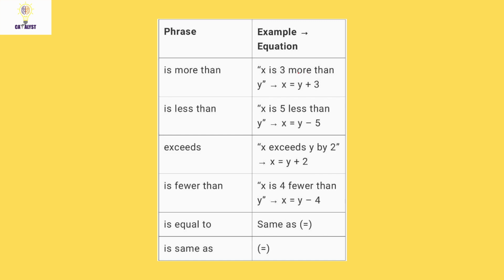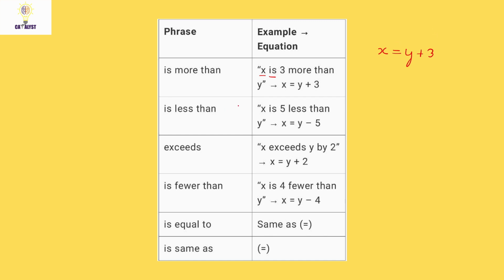It's very simple. X is. What did I say? Whenever you see "is", you should write equal to. So x is 3 more than y. 3 more than y, 3 plus y or y plus 3, both mean the same thing.